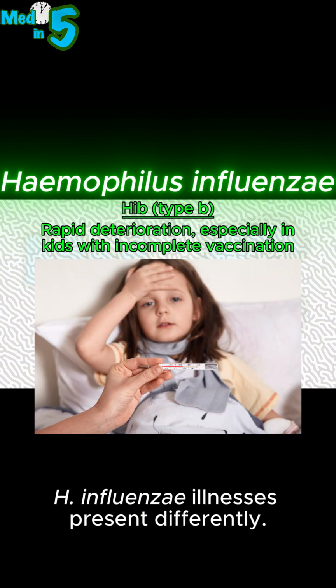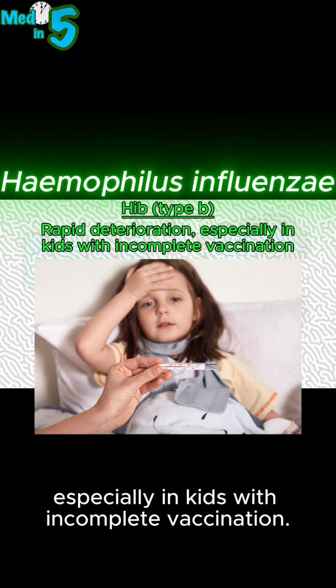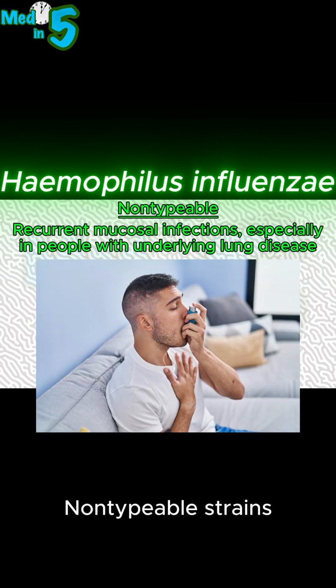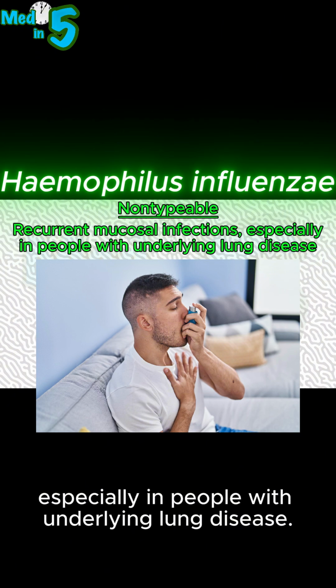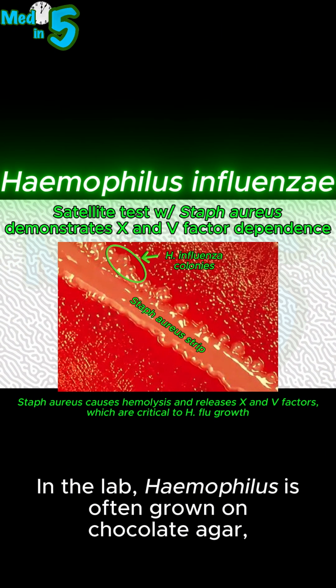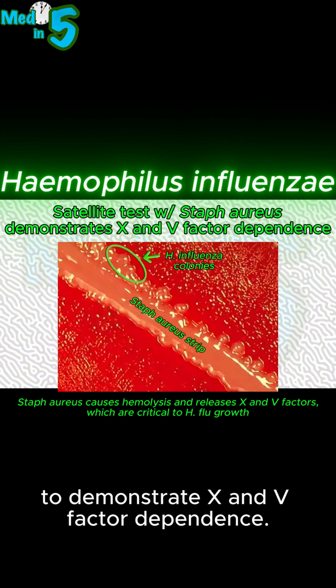H. influenzae illnesses present differently. Type B can cause rapid deterioration, especially in kids with incomplete vaccination. Non-typable strains lead to recurrent mucosal infections, especially in people with underlying lung disease. In the lab, Haemophilus is often grown on chocolate agar, and you can use a satellite test with Staph aureus to demonstrate X and V factor dependence.